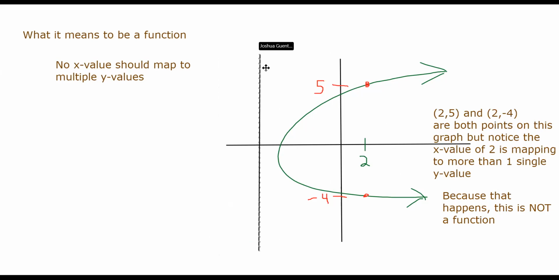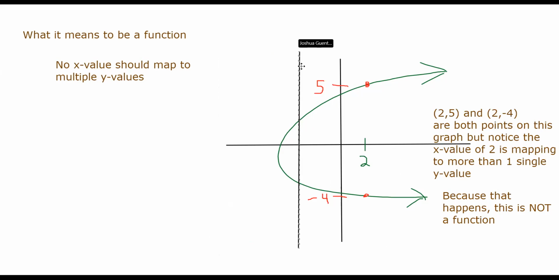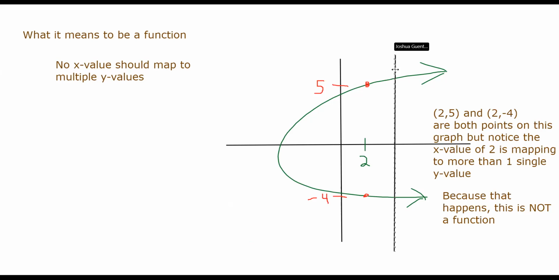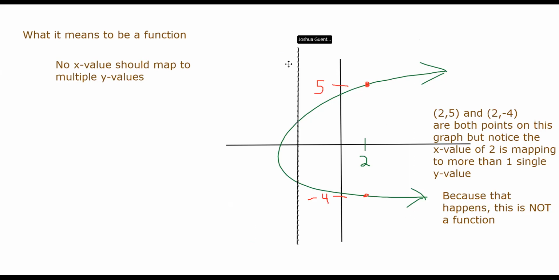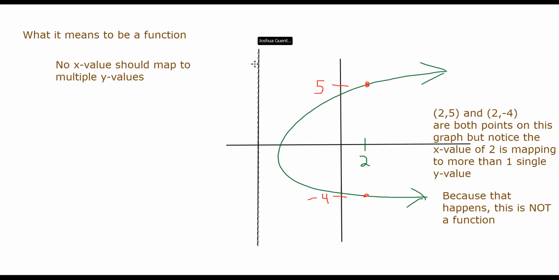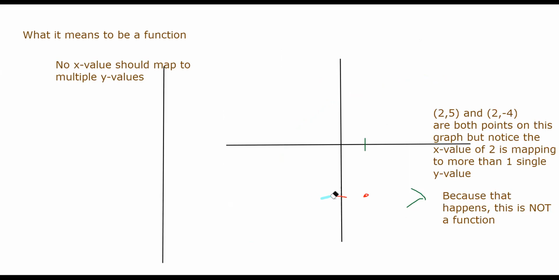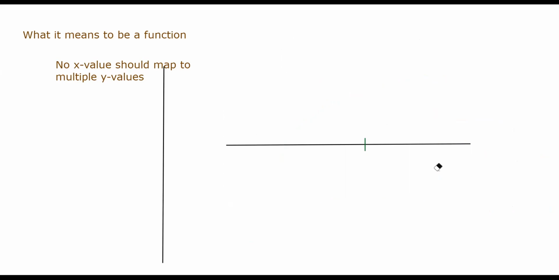So if you look here, if you run this vertical line across, at every single point along the way it's going to hit the graph multiple times. And so this thing fails the vertical line test immediately. Even if it looked something like this.